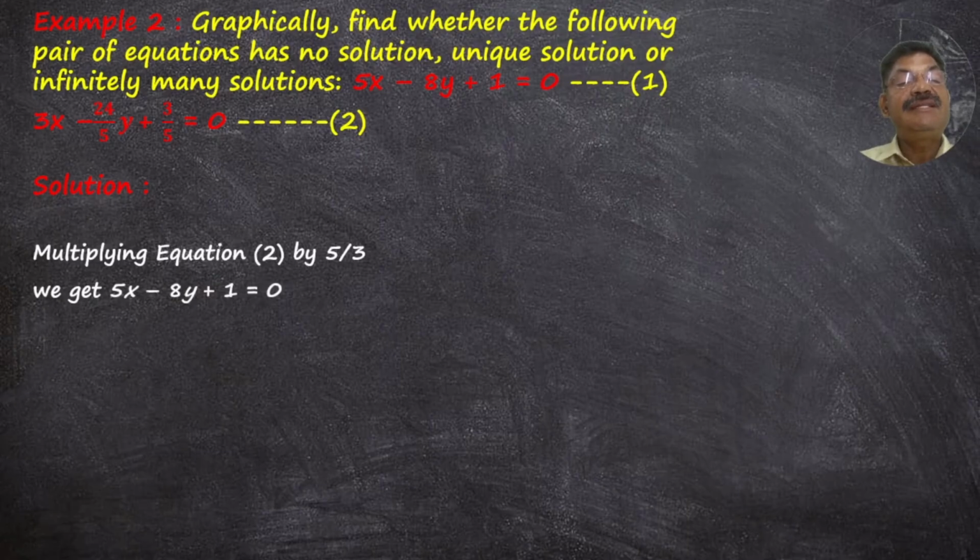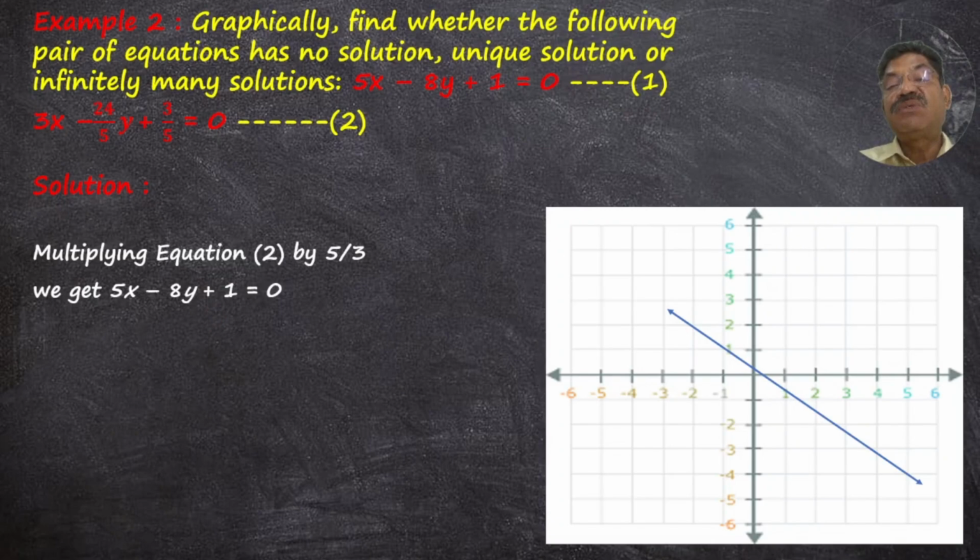If I multiply the second equation on both sides by 5 by 3, I get 5x minus 8y plus 1 is equal to 0. To my surprise, it is the same as the first equation. 5x minus 8y plus 1 is equal to 0 is the first equation. When the second equation is multiplied by 5 by 3, it also becomes 5x minus 8y plus 1 equal to 0. It indicates what? The lines are coincident.